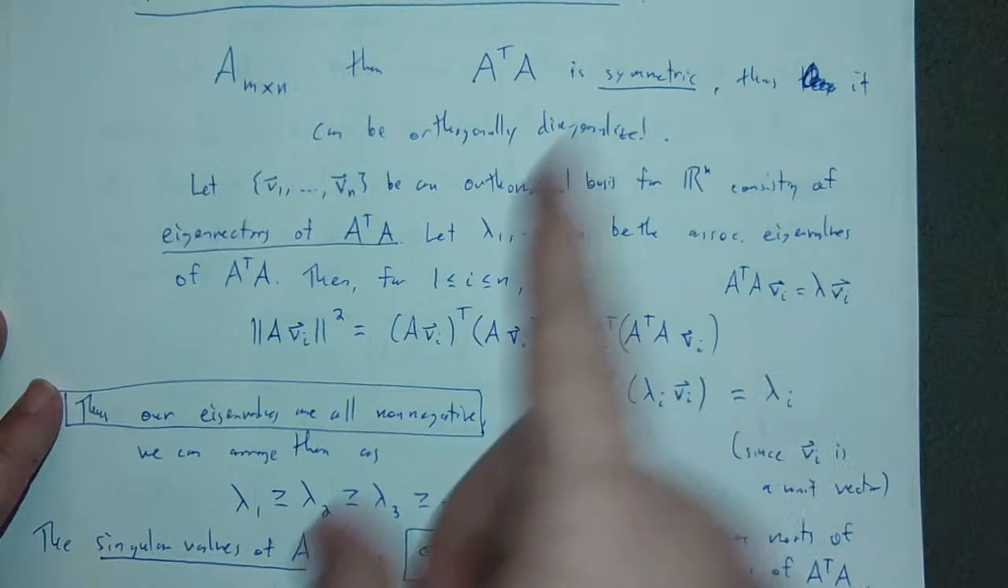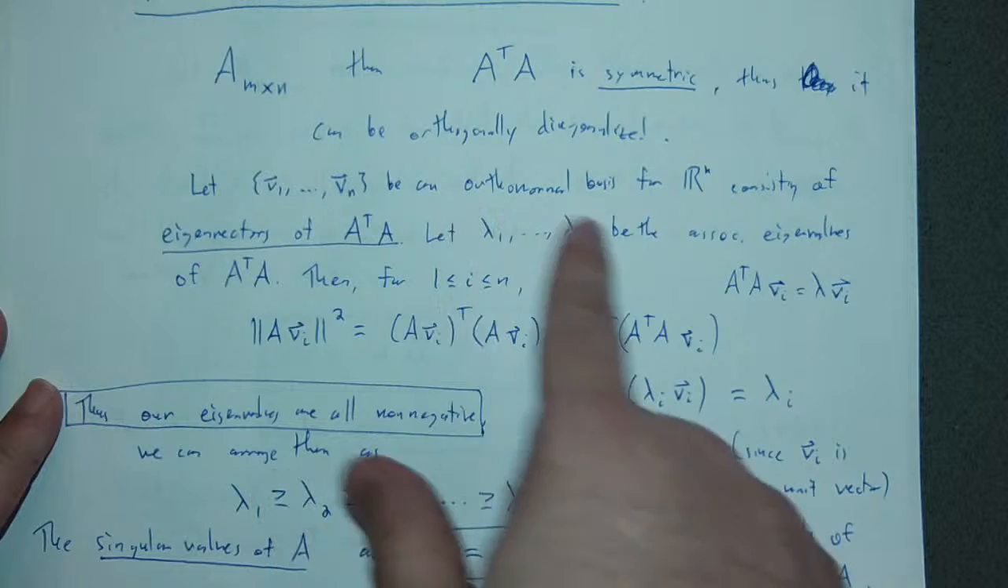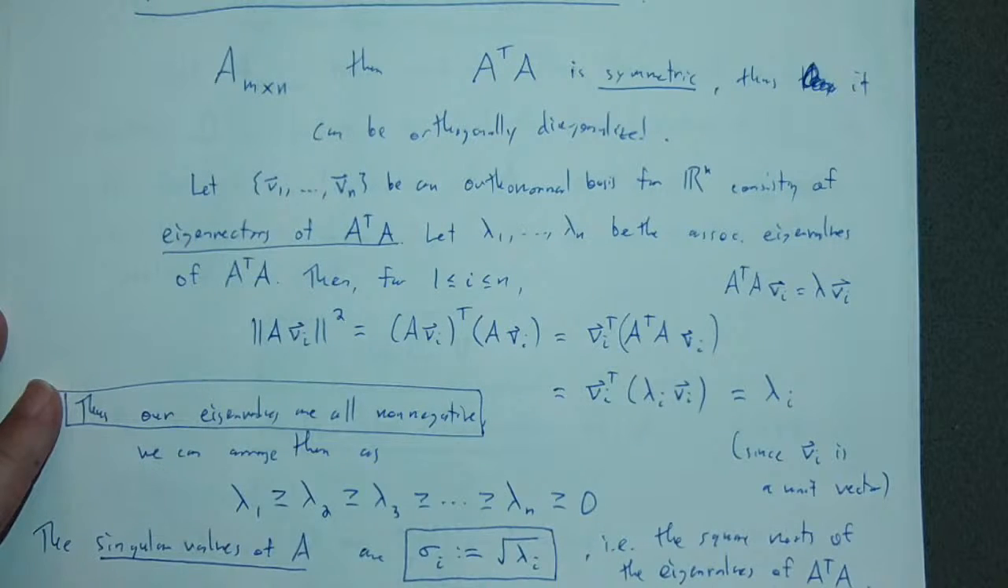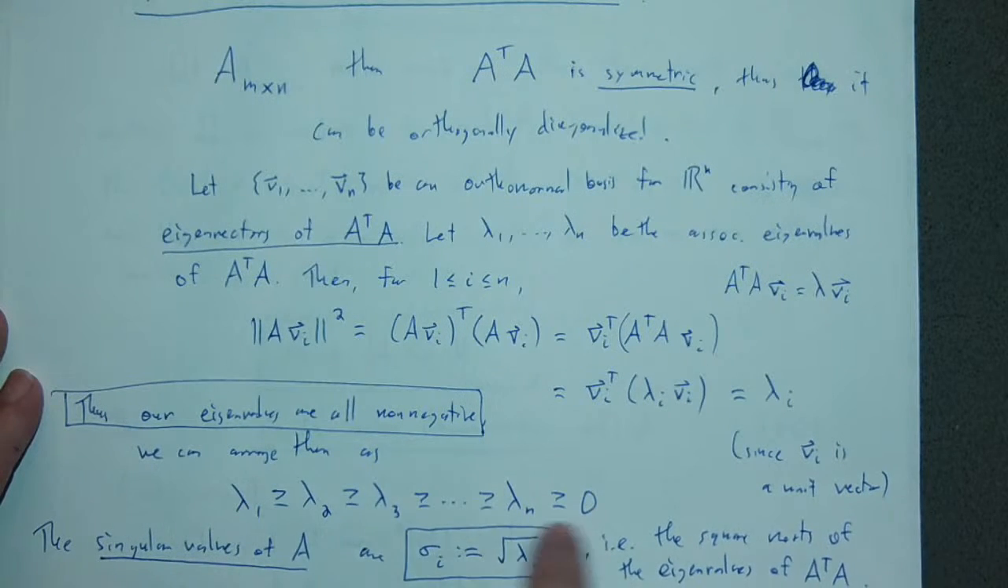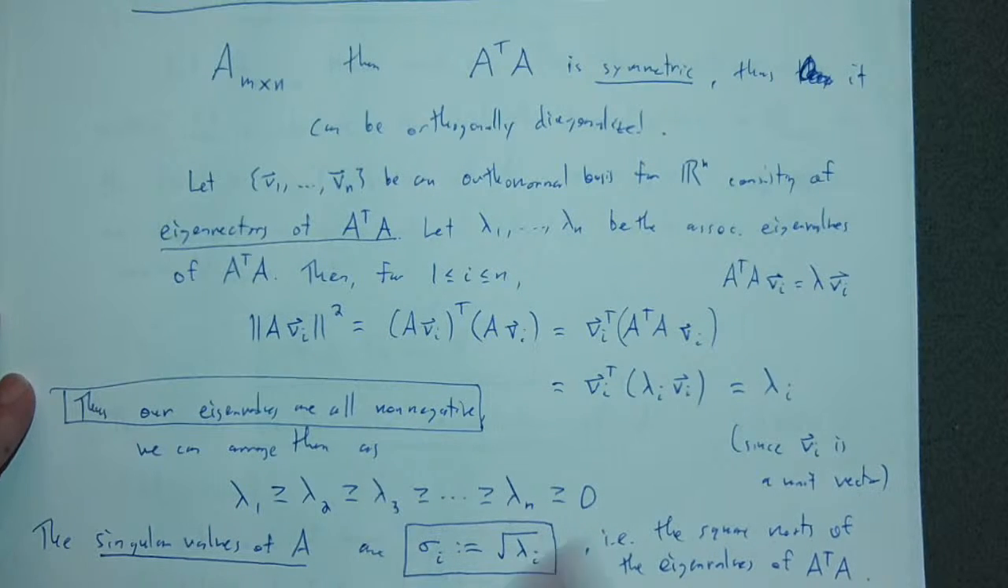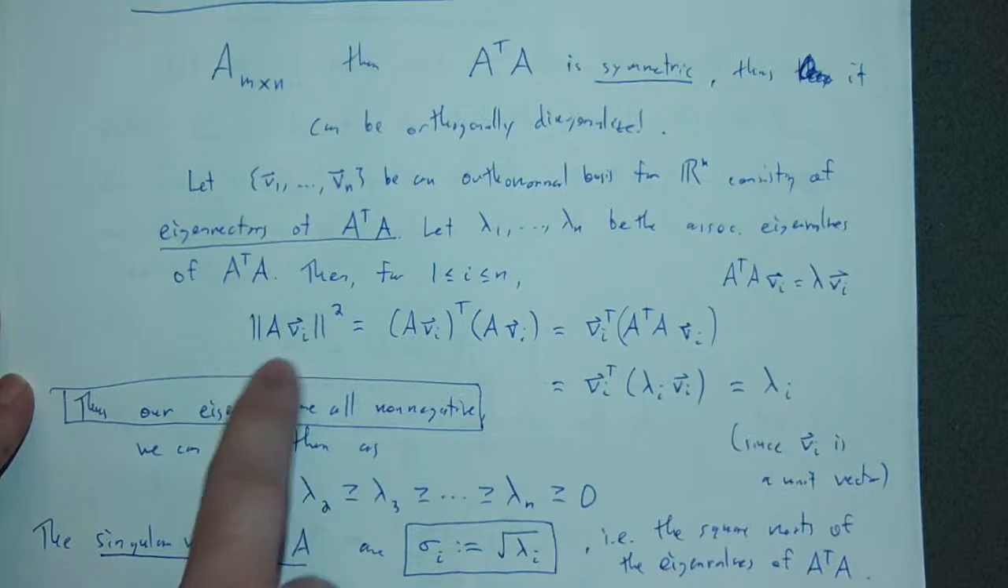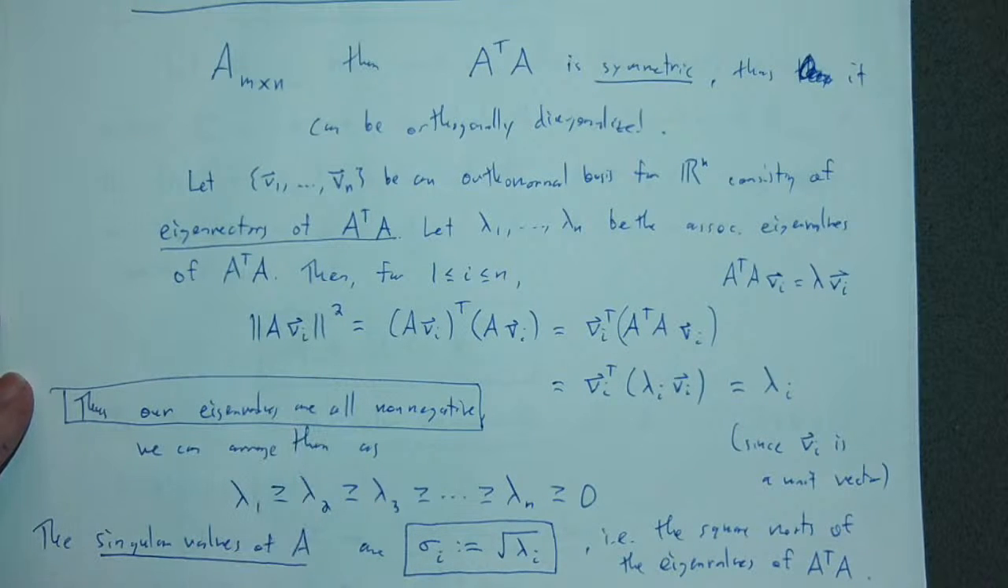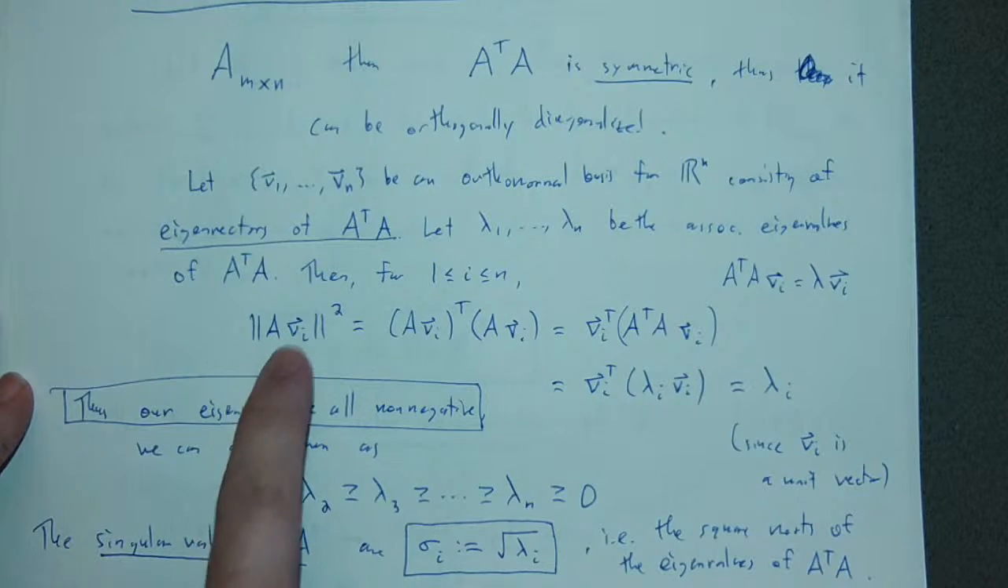Then, because it can be orthogonally diagonalized, I have an orthonormal basis consisting of the eigenvectors of A transpose A. I have the associated eigenvalues. I can arrange those in descending order. They're all non-negative because every single eigenvalue is associated to some length squared. One way of thinking about the singular values is that they are these lengths.